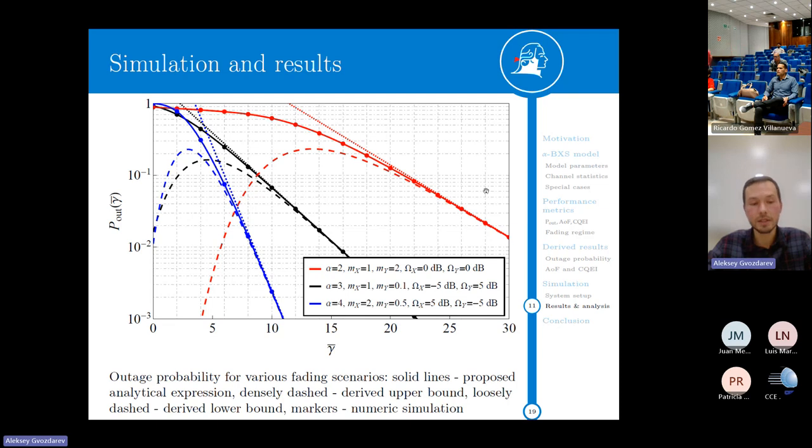It can be seen that the average signal-to-noise ratio starting from which the bounds deliver reasonably good approximations depends on the nonlinearity coefficient. The greater the alpha, the nonlinearity coefficient, the smaller the signal-to-noise ratio at which the bounds are correct. For example, it is around 20 dB for alpha equal to 2, and around 7 dB for a nonlinearity coefficient equal to 4.